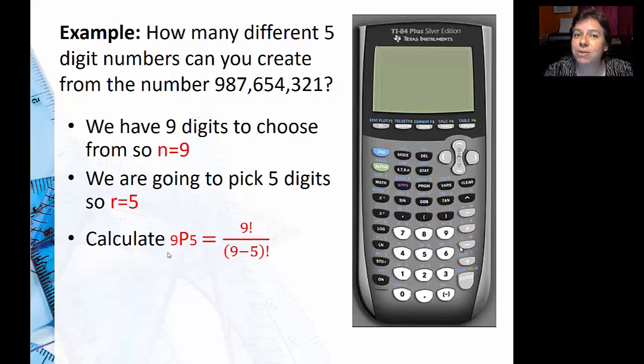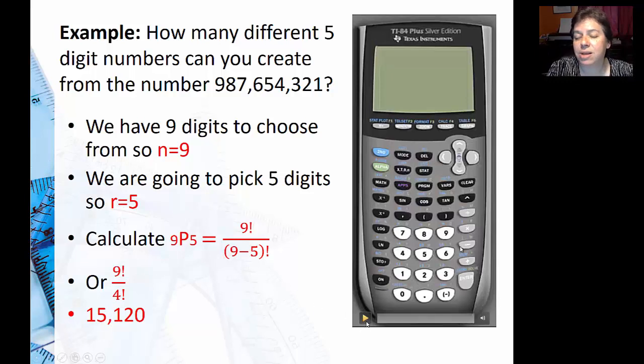So if I wrote a check to you for 123, but I was supposed to write a check to you for 321, you would definitely notice a difference. So we're doing permutations when order matters, n factorial over n minus 5 factorial. I could say, well, n minus 5 is 4, and I could put that in my calculator and get 15,120. But the other thing I can do is I can just use the nPr function.